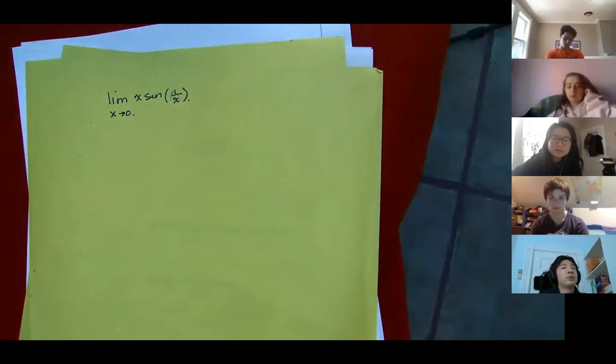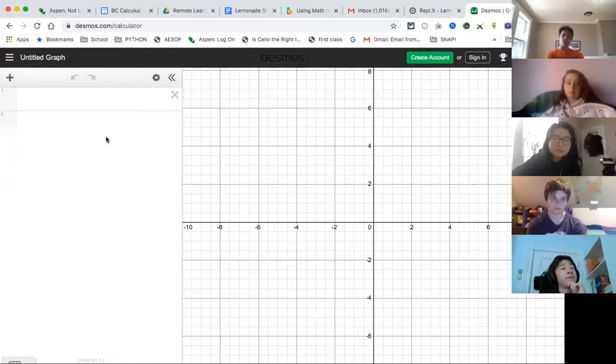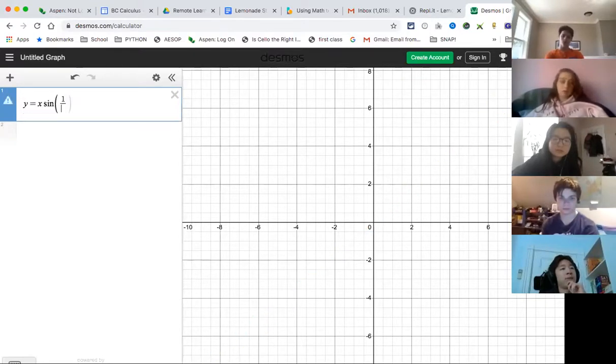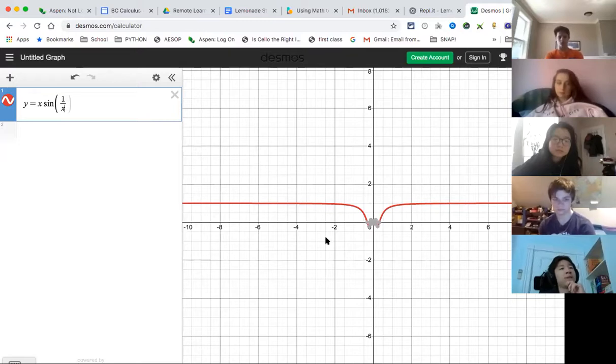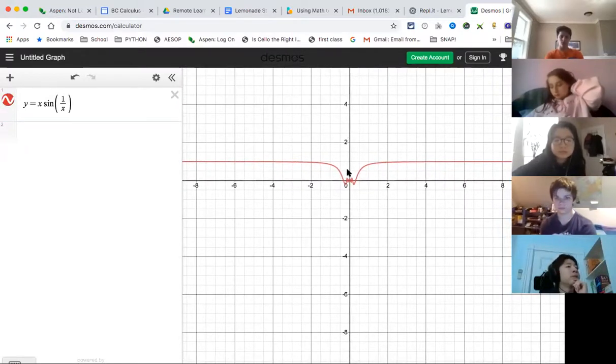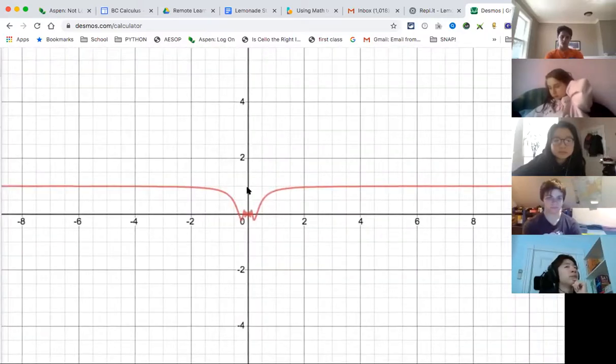But let me show you the graph, and for that I have to stop the share and show you the other screen. Okay, so I'm going to put in y equals x times sine of 1 over x. And we sometimes call this the Batman graph. So here it is. Can you guys see it? I'm going to zoom in a little bit around x equals 0, and I'm going to zoom in again.